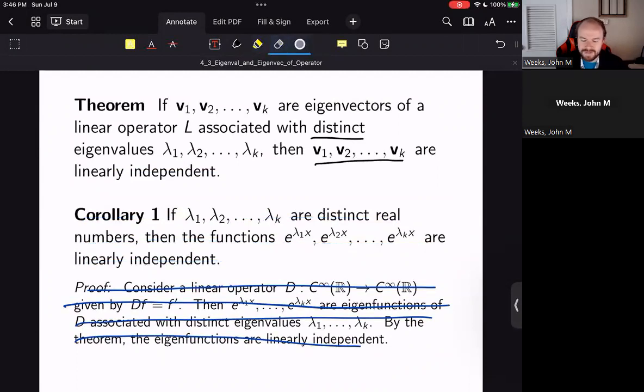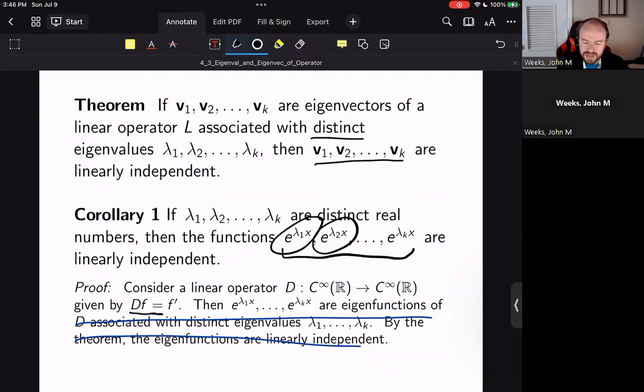First, if you have distinct real numbers, lambda 1 through lambda k, then the functions e^(lambda 1 x), e^(lambda 2 x), and e^(lambda k x), these are all linearly independent. How do we know that? Doesn't seem like there's any sort of eigenvectors, eigenvalues, operators going on here. But wait, these were eigenvectors for us just a second ago, weren't they? They were for the operator D, that is the operator Df equals f prime. These are eigenvectors, and guess what? Each one was associated to a different eigenvalue, lambda 1.